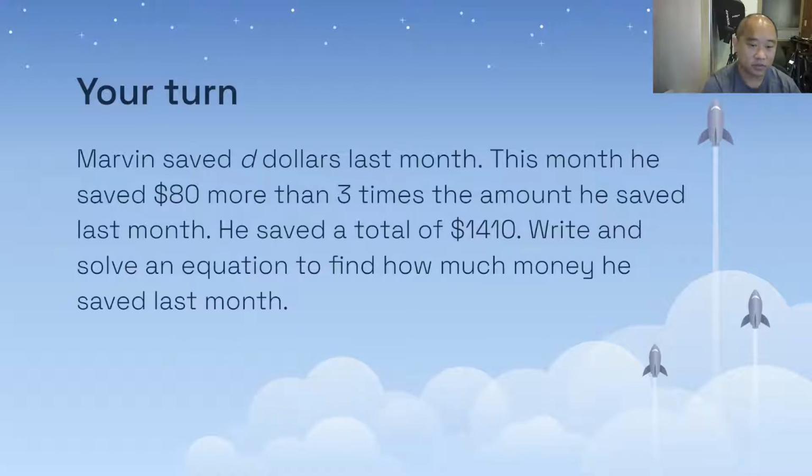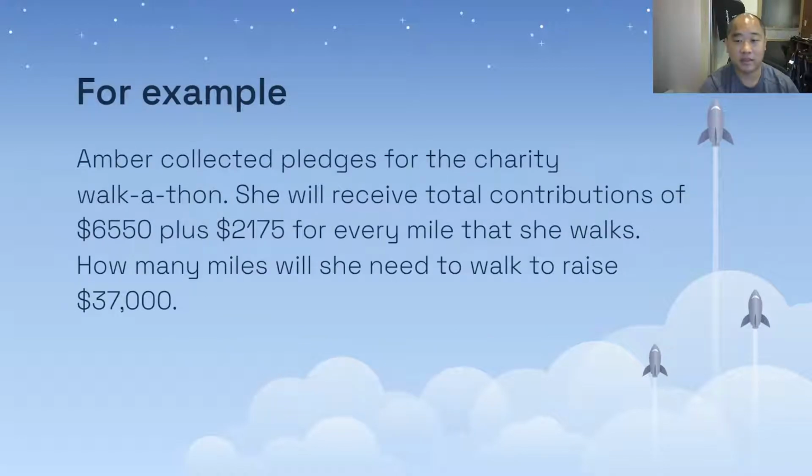One more example. Amber collected pledges for a charity walkathon. That means that she will go on a charity walk, and then for every amount that she walks, in this case miles, people will give her some amount of money. So she received total contributions of $6,550. So some people just gave her some money, plus $2,175 for every mile that she walks. How many miles will she need to walk to raise $37,000?